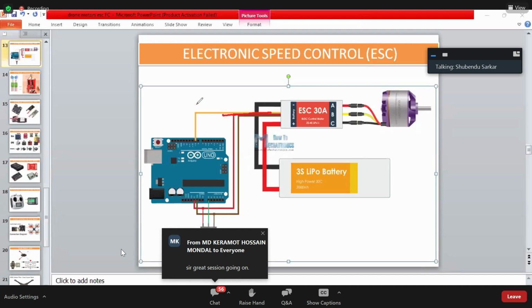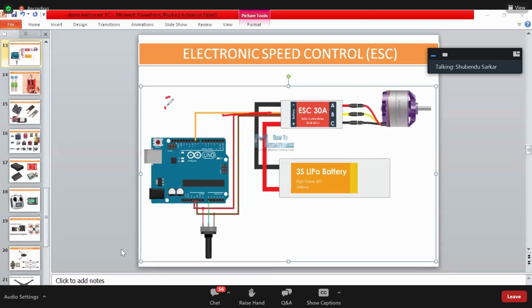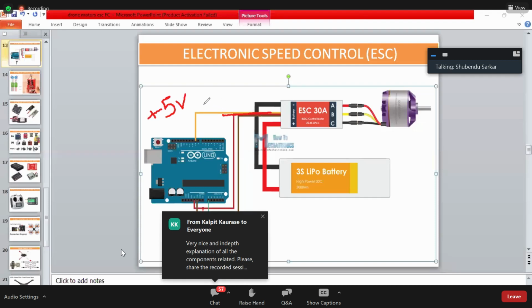So the servo lead is going to come out. It is going to give us 5 volts also from the ESC to power up the flight controller or a different microcontroller. We can put the power over there. It is going to give us a 5-volt power supply.